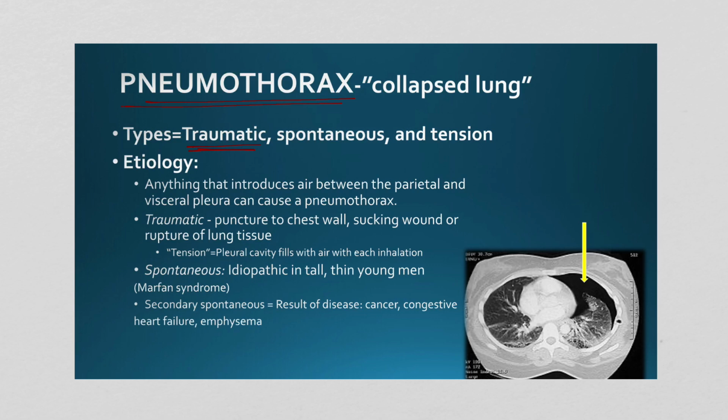So that would be traumatic. I take a blow, my rib fractures posteriorly. As a result, I rupture the pleural cavity lining. Air is allowed to go in. Air disrupts the ability of the lung to expand.